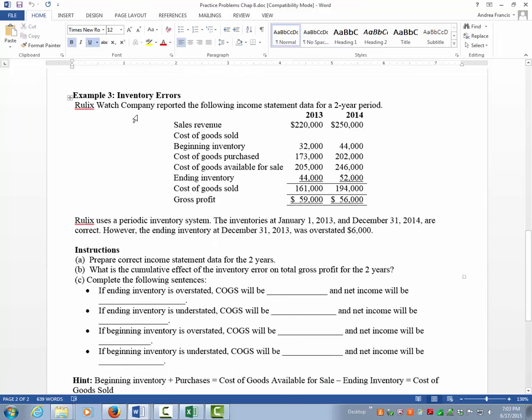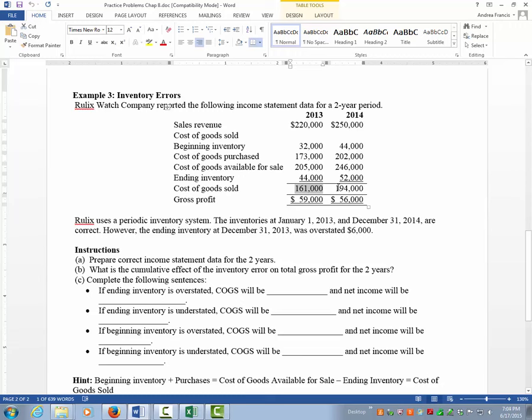So in this example, we have Rolex Watch Company reporting the following income statement data for a 2-year period. So they have sales, they have cost of goods sold calculation for 2 years, all the stuff that impacts cost of goods sold, tells us that the cost of goods sold number is 161 for 2013 and 194 for 2014. And then we also have a gross profit of 59,000 and 56,000 respectively.